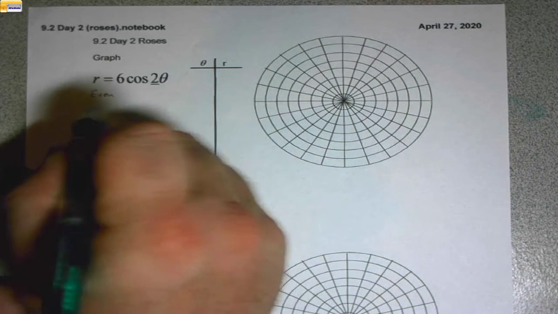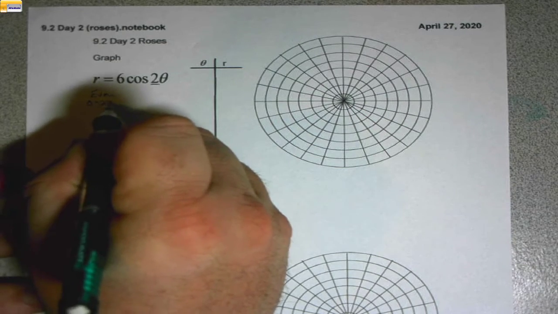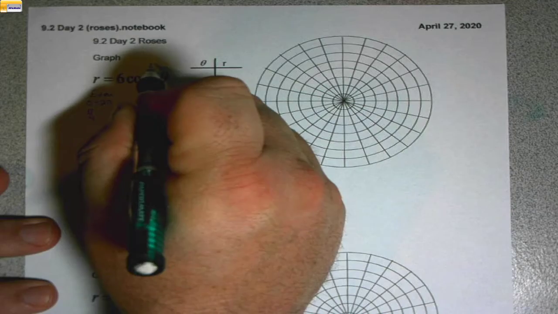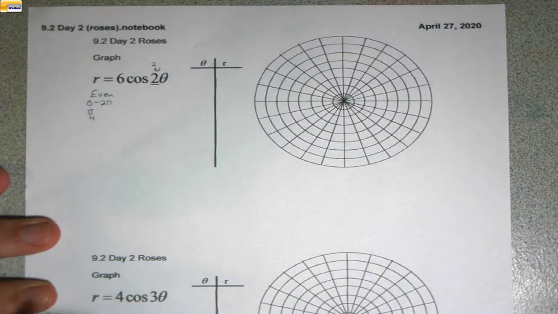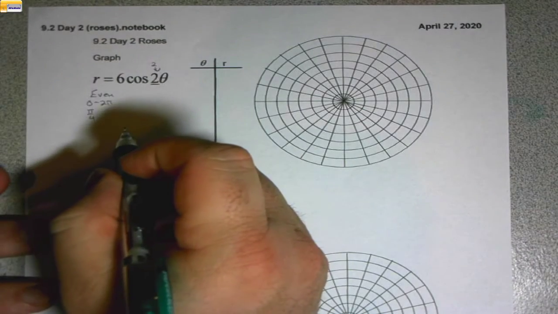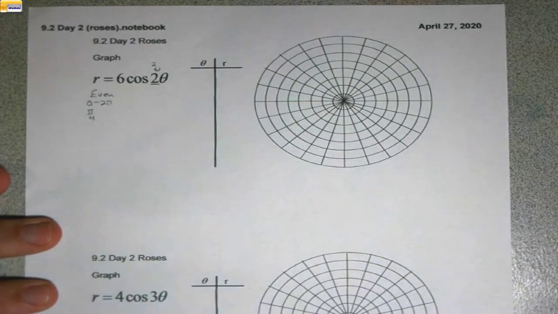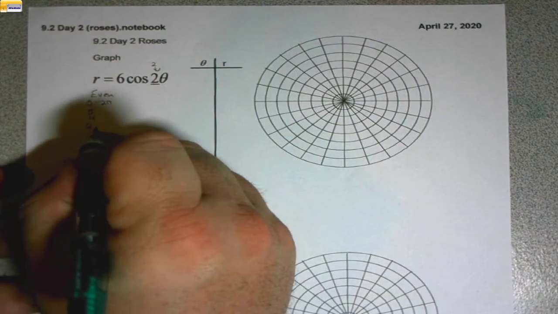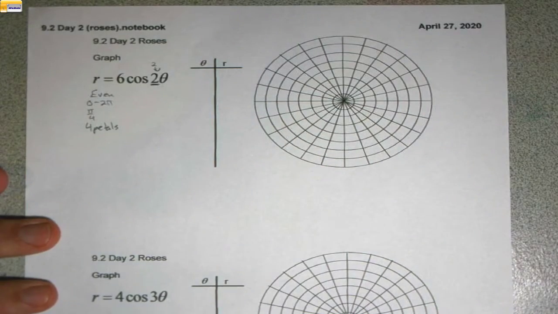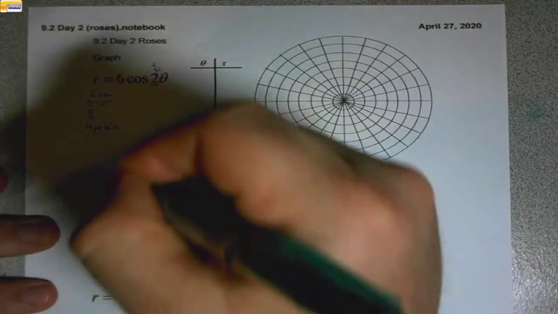When this is even, we're going to have to graph from 0 to 2 pi. We're going to count by pi over 4s. We're always going to double this coefficient to find out what the denominator is of what we're going to count by. So 0 to pi, they're going to be 4 petals. We always double this number to find out how many petals we're going to have when this coefficient is even.